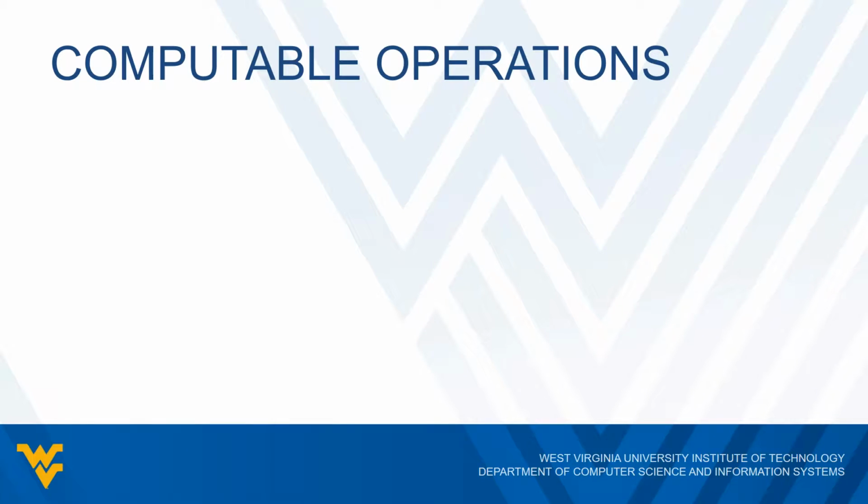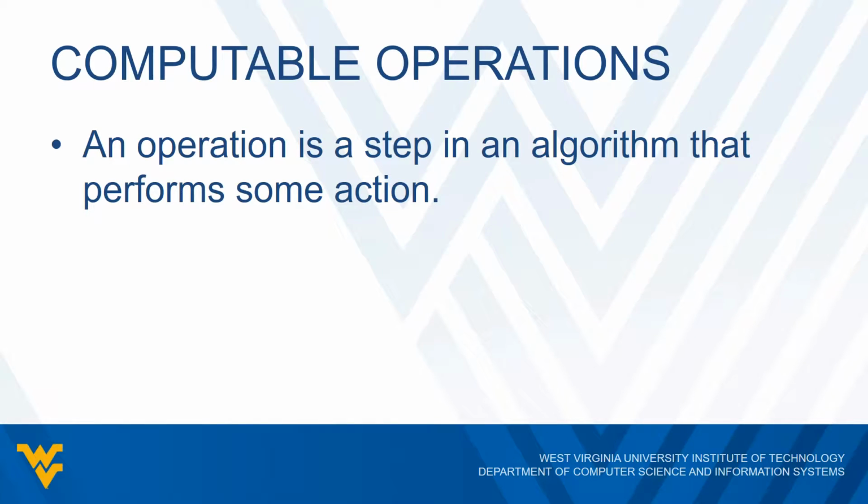We'll now take a look at the next part of the definition of an algorithm that talks about computable operations. An operation is a step in an algorithm that performs some type of task, some type of action. So algorithms are composed of these things that we call operations. But what do these operations look like? What types of building blocks can be used for constructing such an algorithm?